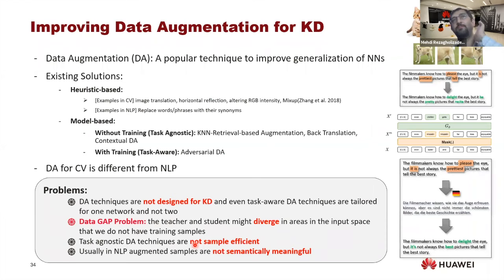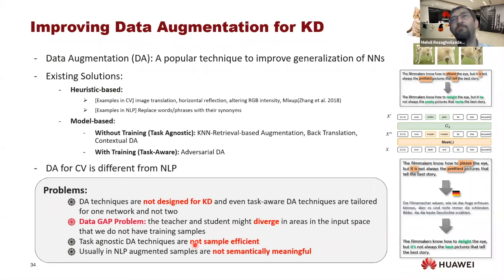Then I go to the second part in my presentation, which is data augmentation. Data augmentation is a popular technique for improving generalization of your model. We have different types of data augmentation techniques, like heuristic-based and model-based. For heuristic-based approaches in computer vision, we have image rotation, translation, playing with RGB intensities, interpolating images. These are very heuristic approaches that people use for augmenting data in computer vision. We have similar techniques in NLP, like replacing words with their synonyms, paraphrasing, these sorts of techniques for augmentation.